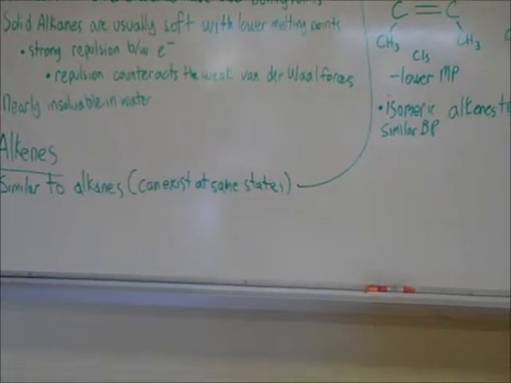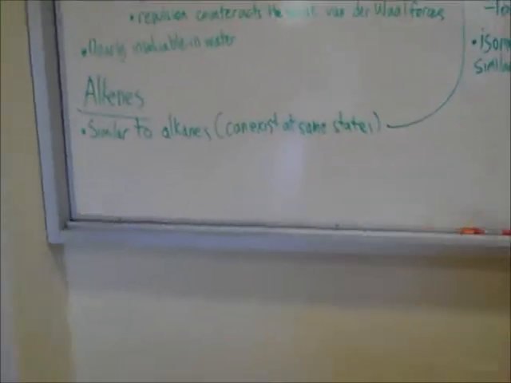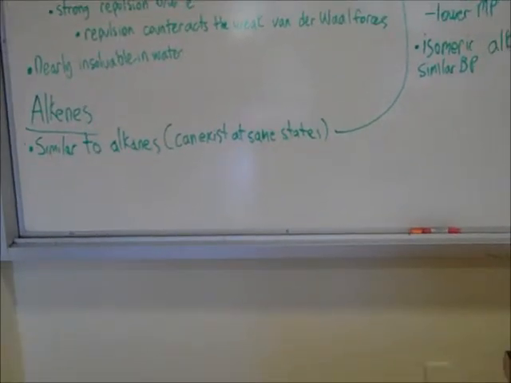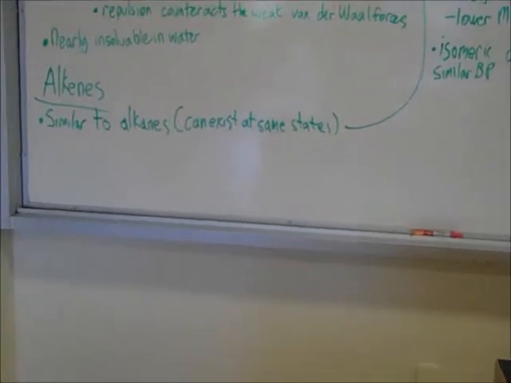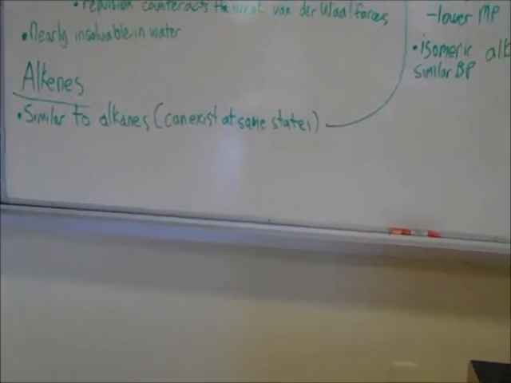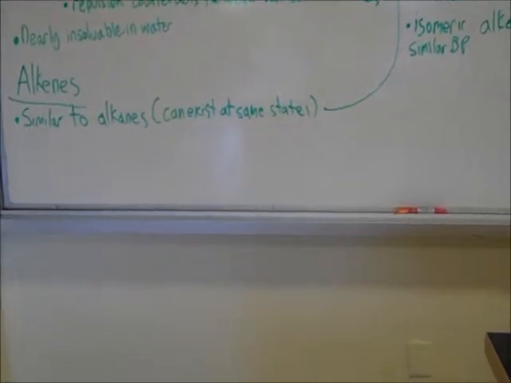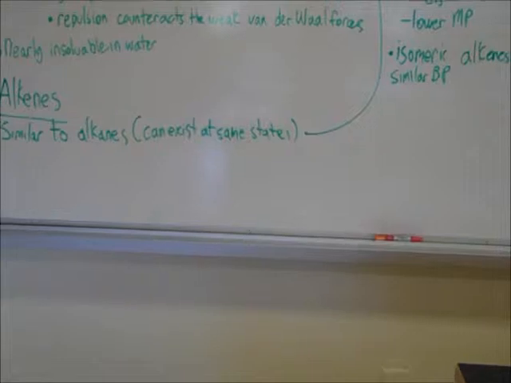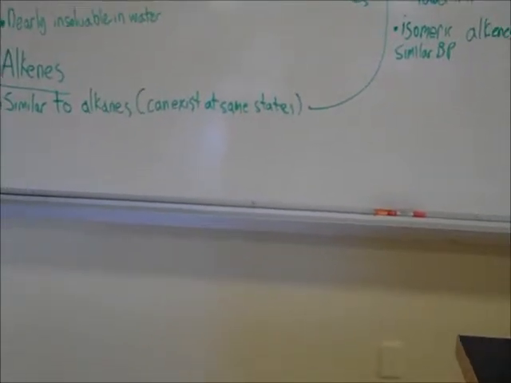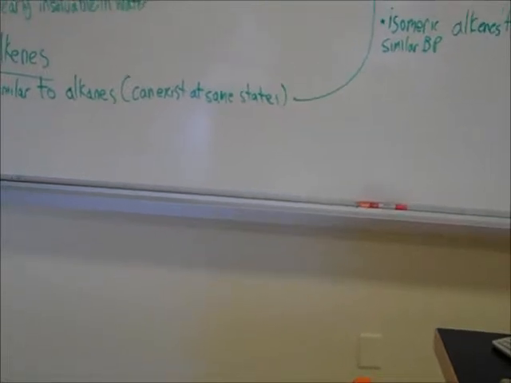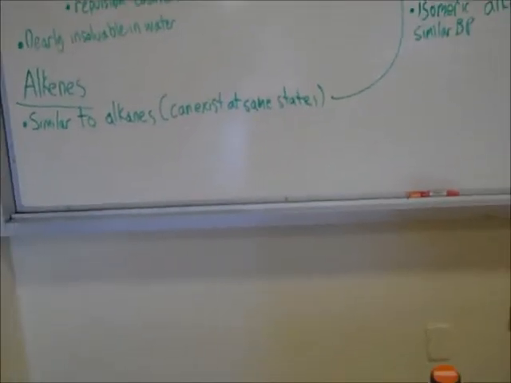Solid alkanes are generally soft with lower melting points. This is because of the strong repulsion between the electrons, since they're also close together. These repulsions actually counteract the van der Waals forces. Alkanes are almost insoluble in water. To be soluble, the van der Waals forces have to be stronger than dipole-dipole forces, but this isn't the case.